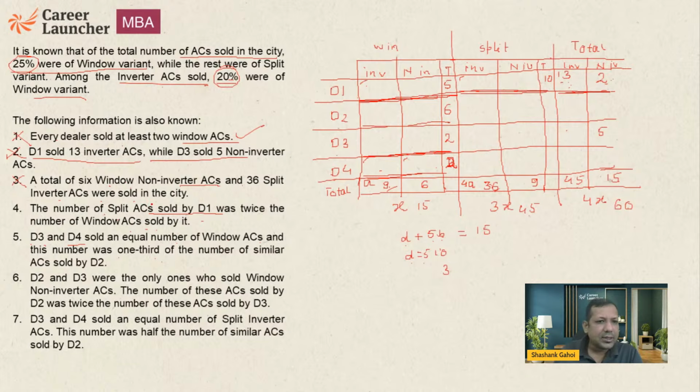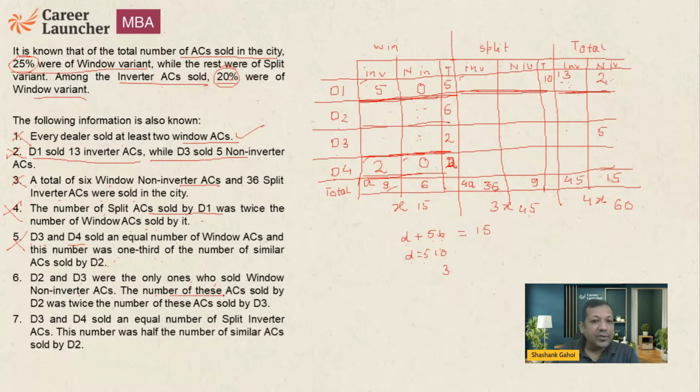Now we are going to see to it. Now we have also used this statement. Okay, we have also used this statement. With the help of this statement, I got the numbers. Now D2 and D3 were the only dealers who sold window non-inverter AC. It means this non-inverter AC should be 0. This should be 0. So I can say this is 5. This is definitely 2. Now I don't know about these two.